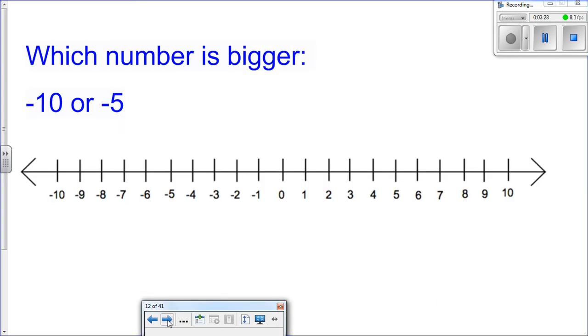So let's take a look at this one. Which number is bigger, -10 or -5? Take a moment to think about that. If you said -5, you are correct, because -5 is closer to 0, and as we move right, we get bigger and bigger and bigger.